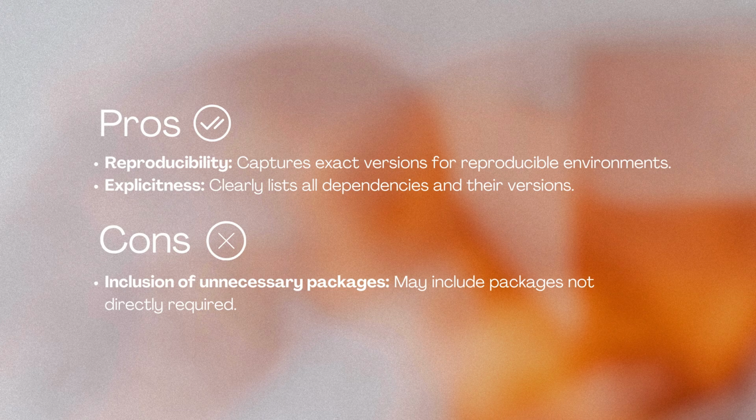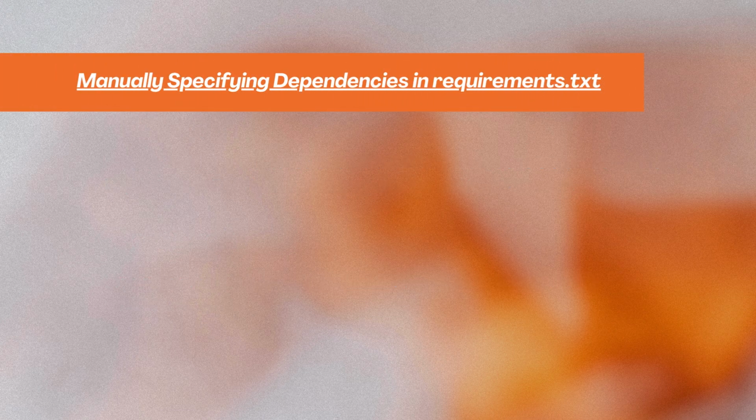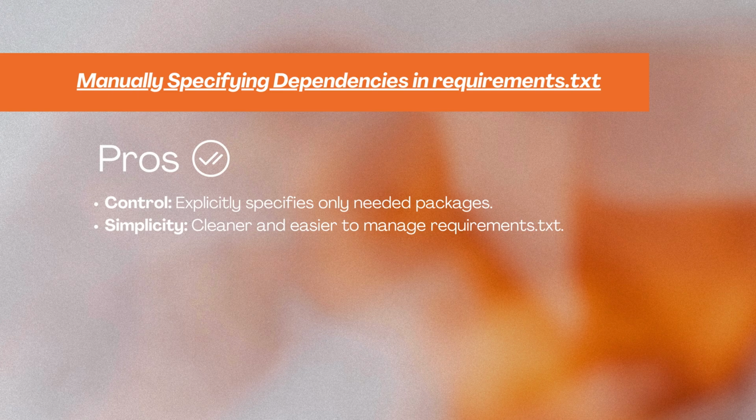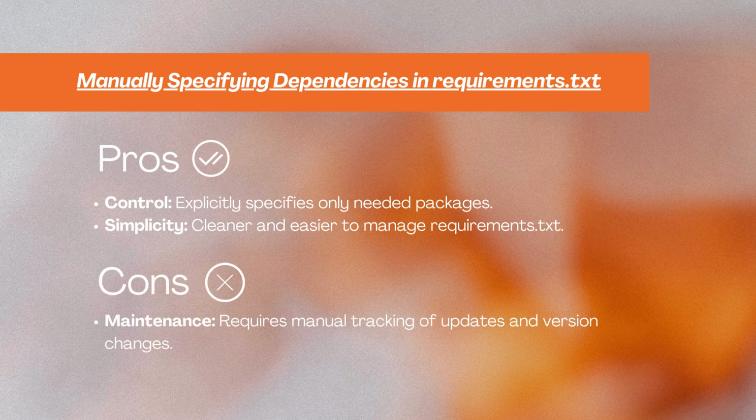The second approach is, of course, to manually specify dependencies in the requirements.txt file. Pros with this is, of course, explicitly being able to specify only needed packages for this particular use case, and of course the simplicity, so the cleaner and easier way to manage the requirements.txt file. The downside, of course, is the maintenance, so it will require manual tracking of updates and version changes. So just be aware of that and look out for it.